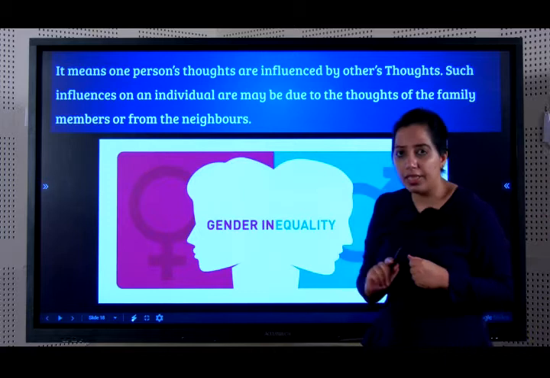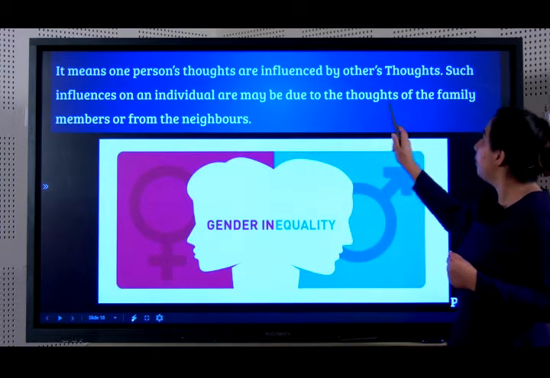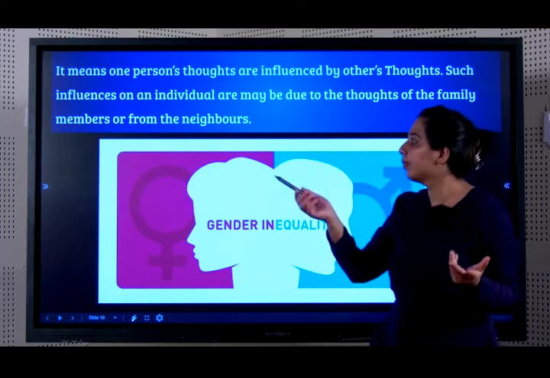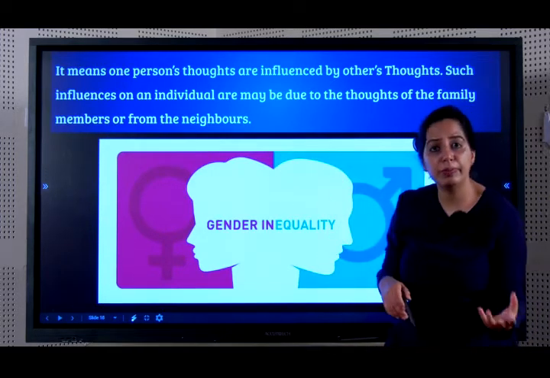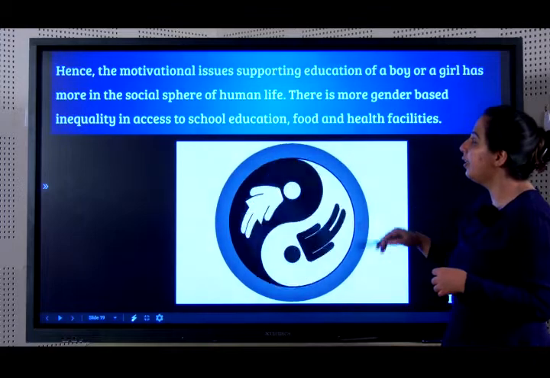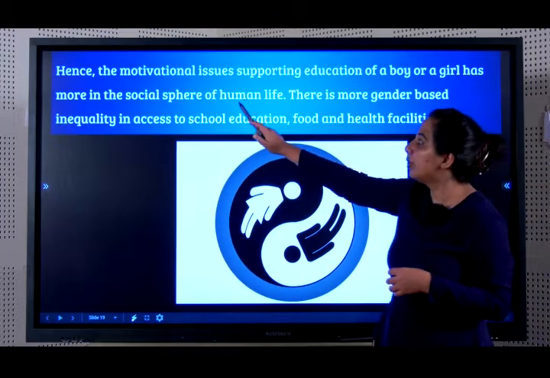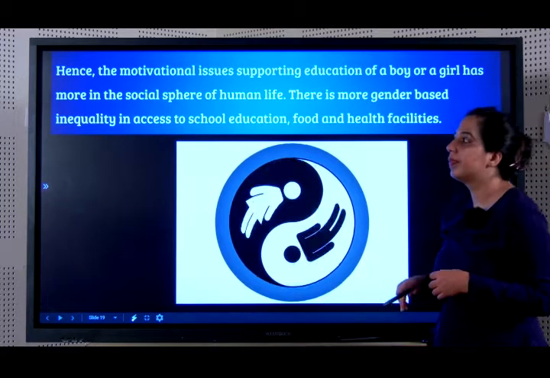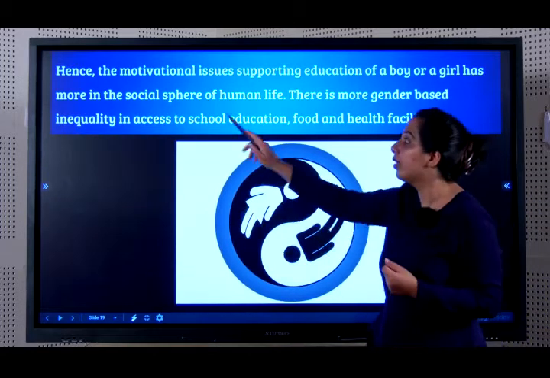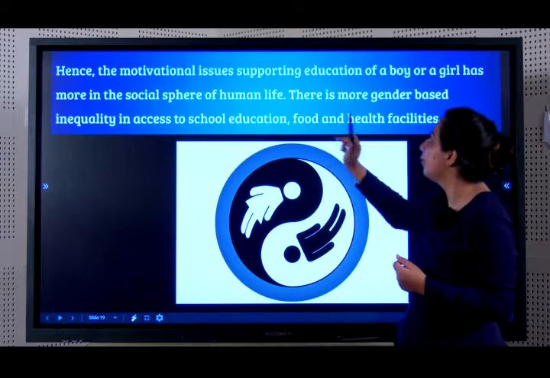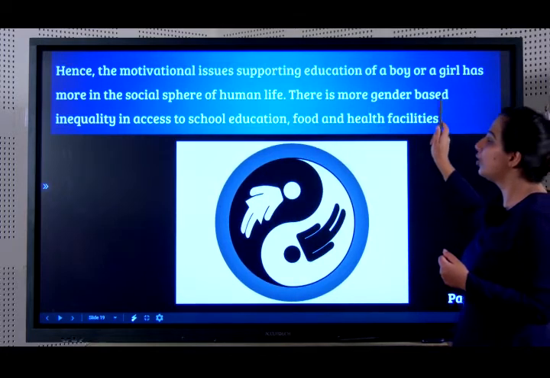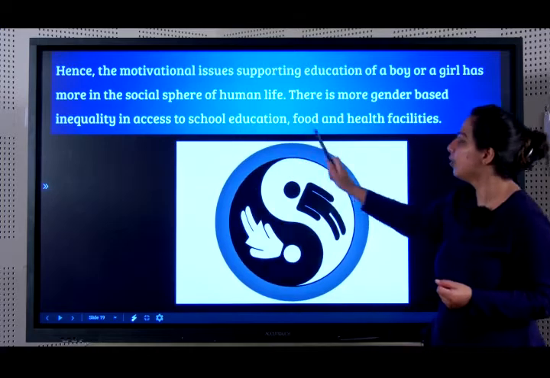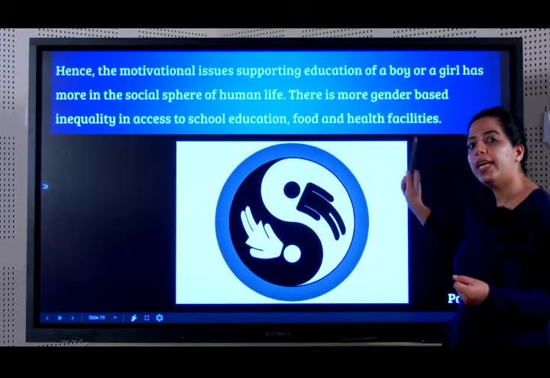Such influence on an individual may be due to the thoughts of the family or because of the neighbors, because of the community one lives in, and so on. So, the motivational issues supporting education of a boy or a girl lie more in the social sphere of a human life. There is more gender-based inequality in access to school education, food and health.